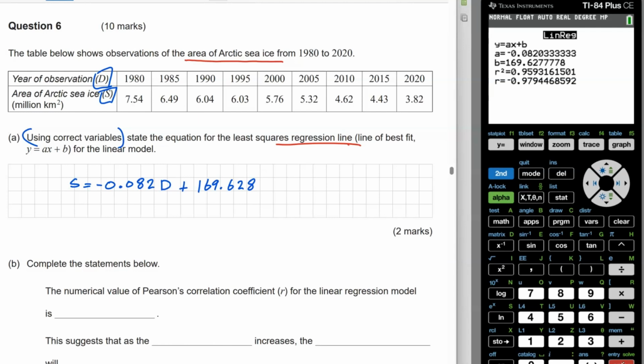You could actually, we might go back. We might only have 2 decimal places for this one. We needed the significant figures in the previous bit, and that's enough. So for 2 marks, you're going to use the correct variables, and you're going to grab those values from your calculators, the A and the B.